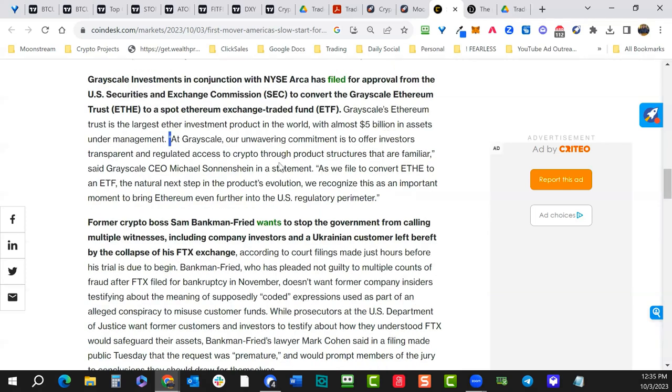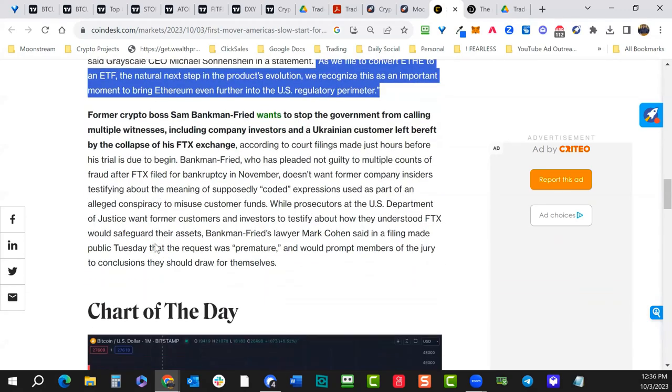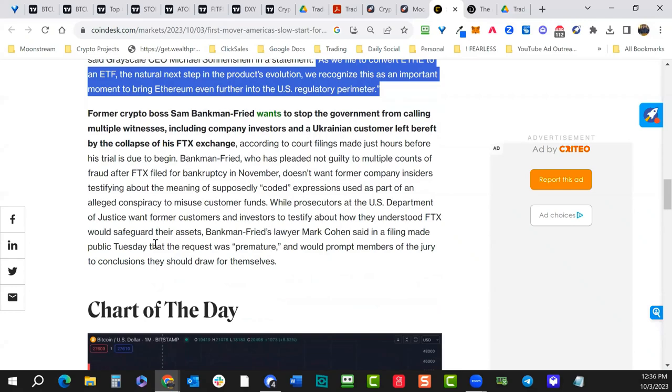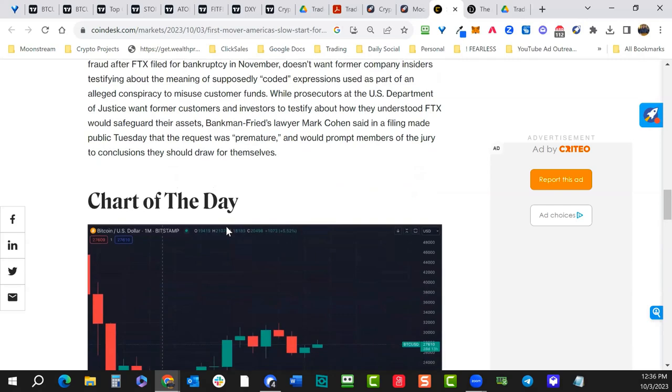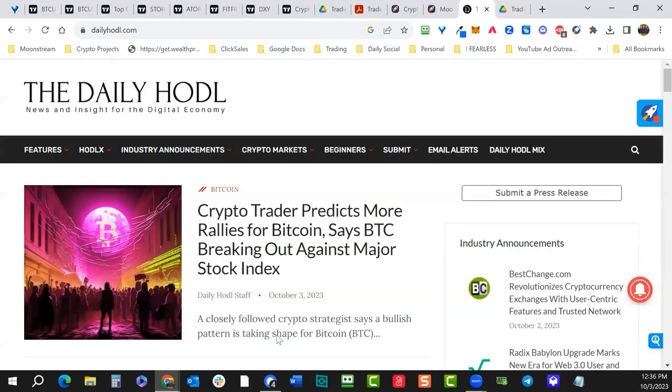That's interesting to know. As they file to convert ETH to an ETF, a natural step in the product's evolution, it's an important moment to bring Ethereum even further into the US regulatory perimeter. Let's see. I'm not going to really talk about Sam. I think we've unpacked this entire article, so let's move on.